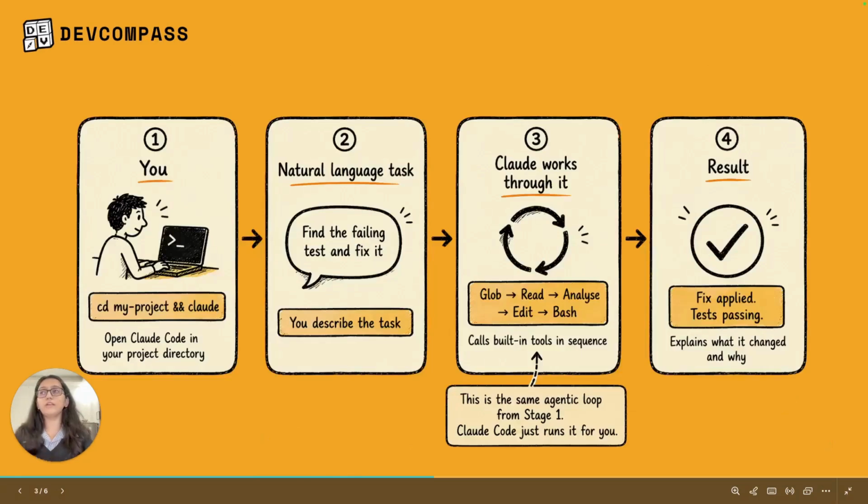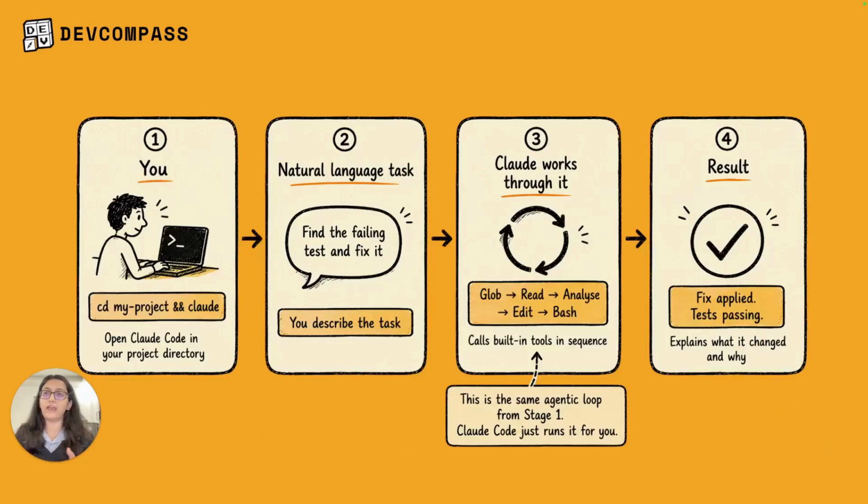So here's what a real Claude Code session looks like end to end. Let's look at the steps on the screen. First, you navigate to your project directory in your terminal and run Claude. That's the entry point. Claude Code starts and reads your project. The other way to do it is to open Claude Desktop and get everything started. Second, you type a natural language task. The test suite is failing on the order validation function. Find the issue and fix it.